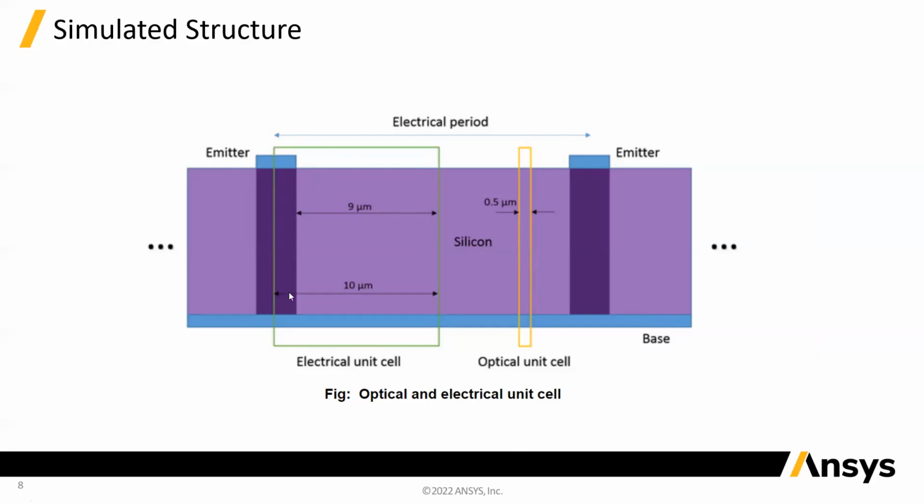So you can see when you're doing the electrical simulation, you'll take this green region here and then simulate that instead of doing the whole thing. And given that the structure is symmetric and periodic, just simulating this unit cell would be enough.